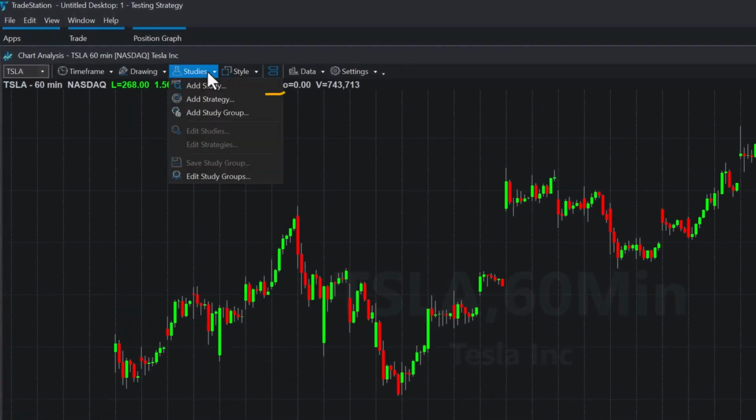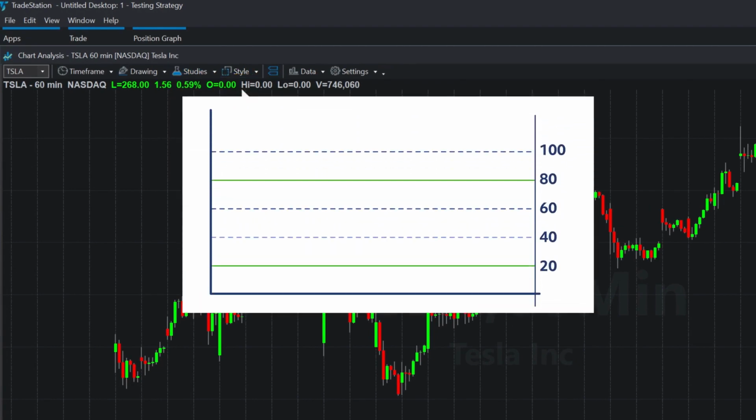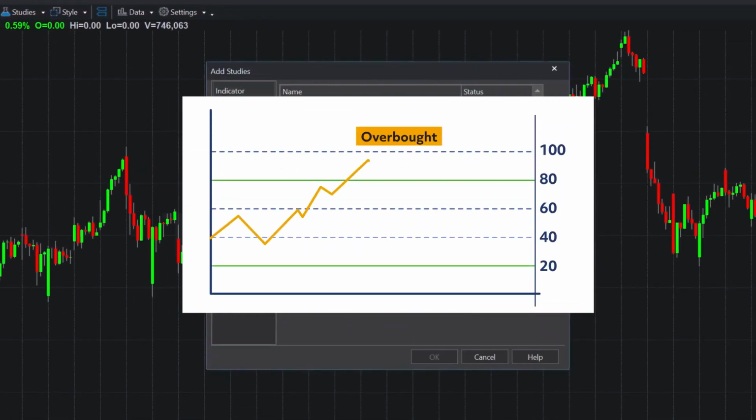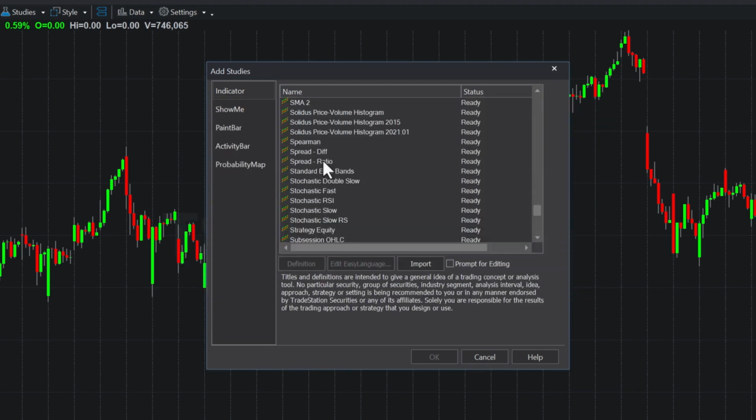For our example, let's choose an oscillator. An oscillator signals when a security is overbought or oversold. In those situations, prices often change direction, which could be a trading opportunity. We can add the common study known as the stochastic slow to our chart.